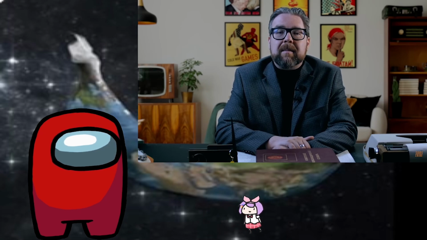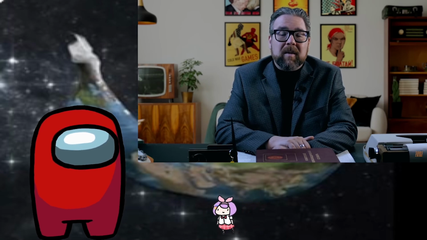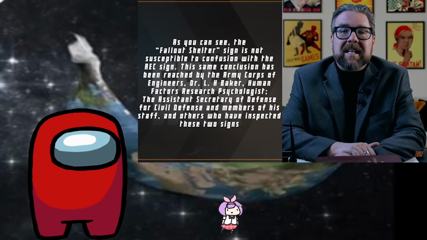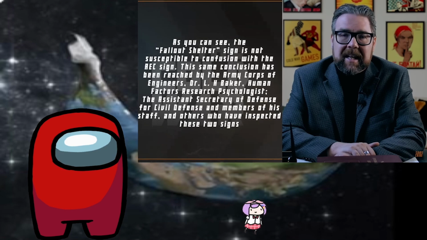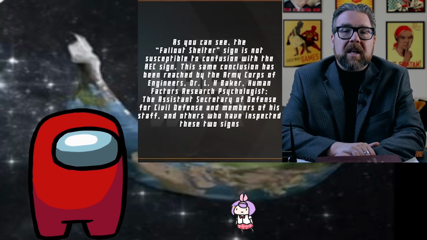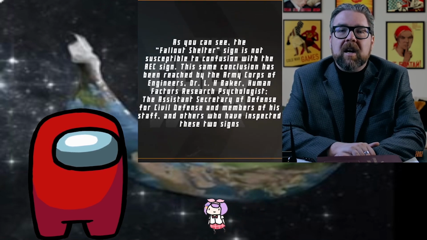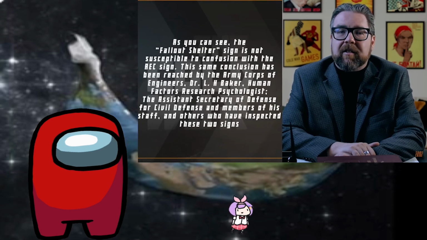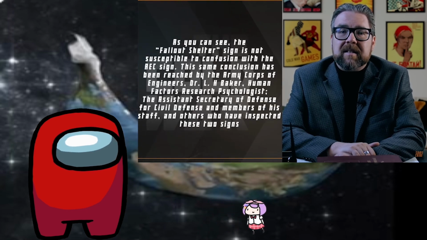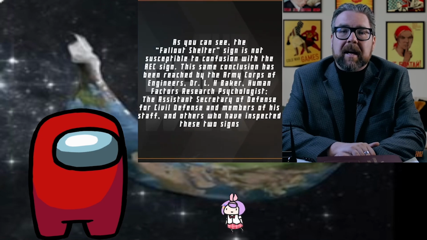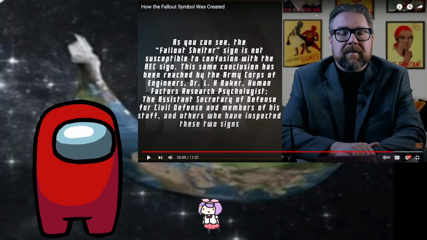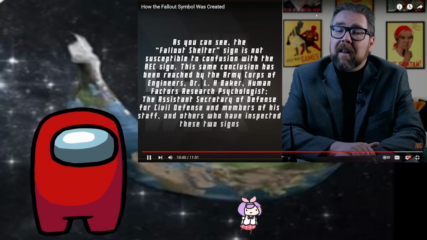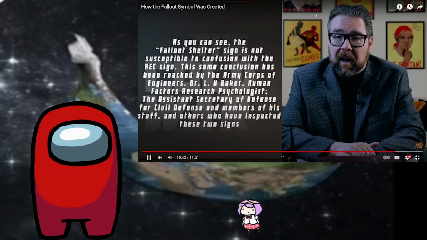Ribicoff's response was to send Mac an example of each sign with a letter that stated, quote, "As you can see, the fallout shelter sign is not susceptible to confusion with the AEC sign. This same conclusion has been reached by the Army Corps of Engineers, Dr. L.H. Baker, Human Factors Research Psychologist, the Assistant Secretary of Defense for Civil Defense and members of his staff, and others who have inspected these two signs." He sent him a letter basically saying, you dumb, shut the fuck up. In other words, Ribicoff told Mac to f off.